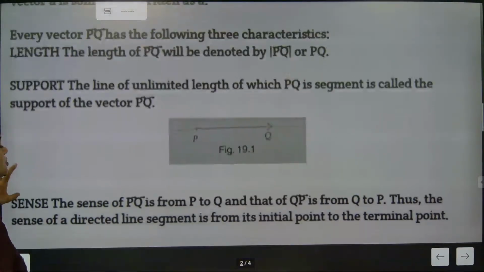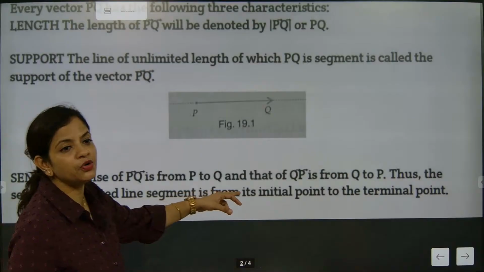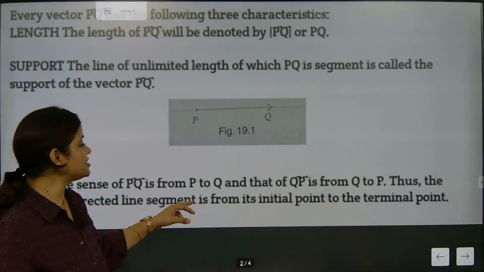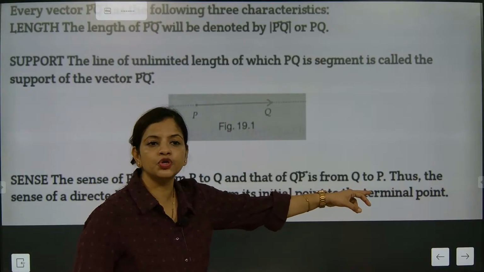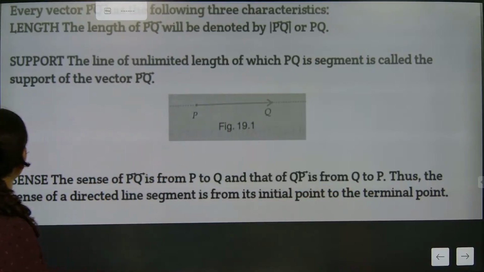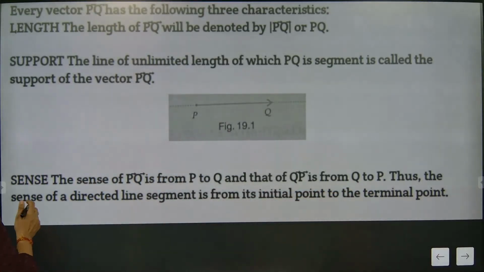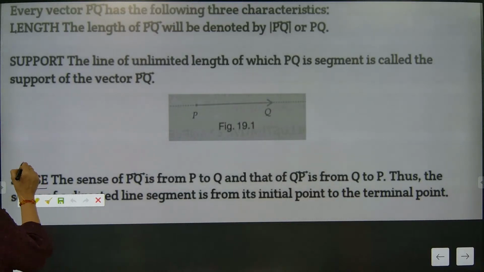Now look here, beta. The sense of PQ is from P to Q, or the sense of QP is from Q to P. So that means sense is talking about direction.